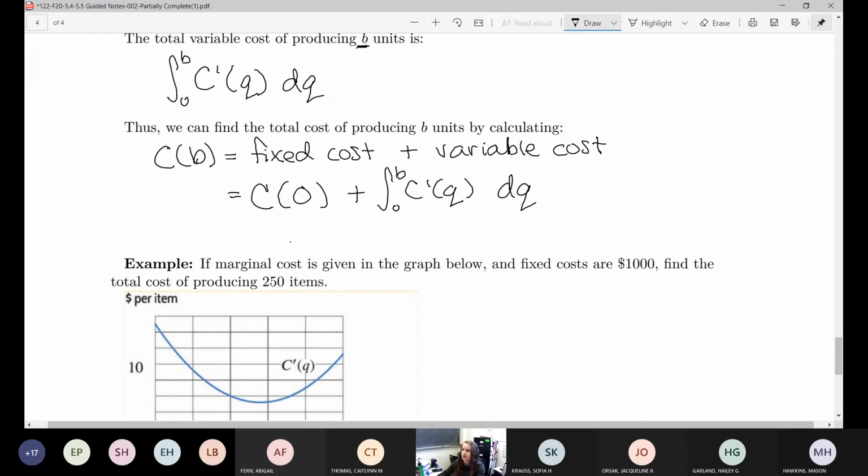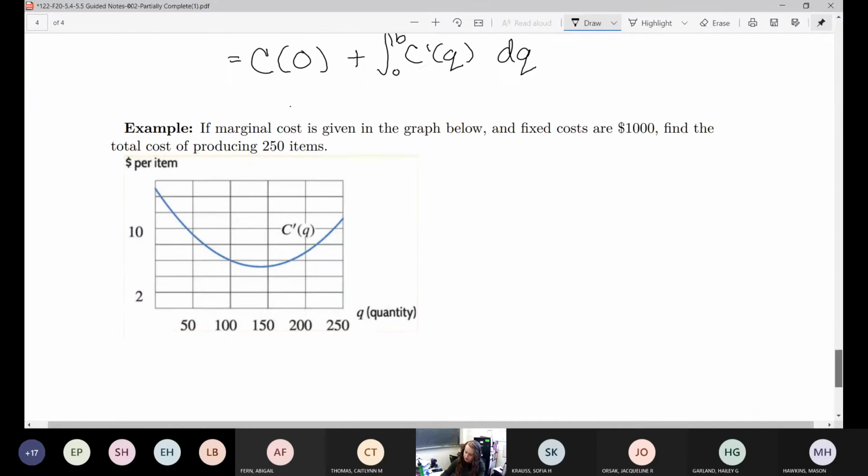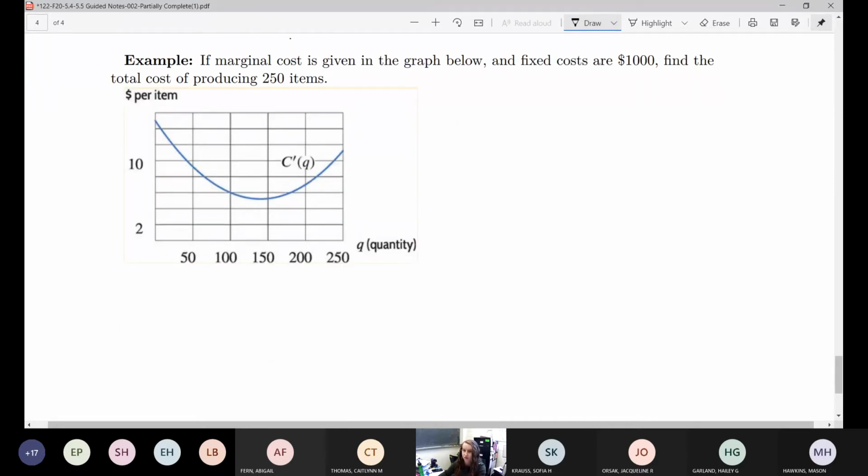So we've got one example of this, and I should check something. Let me pull that up really quick while I'm thinking about it. So say we have the marginal cost given in the graph below. So we don't actually know the equation for it. We just know the graph that we're given. And say we wanted to find the cost of producing 250 items. And we know that the fixed costs are $1,000. So we want to find the cost of producing 250 items.